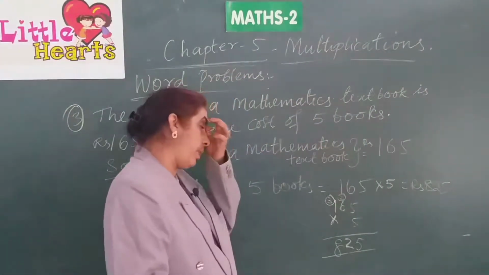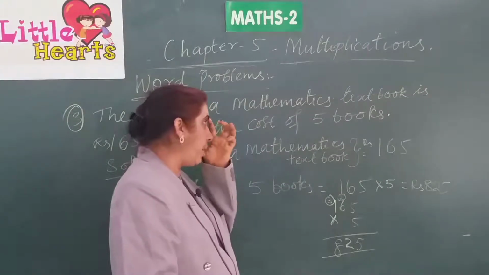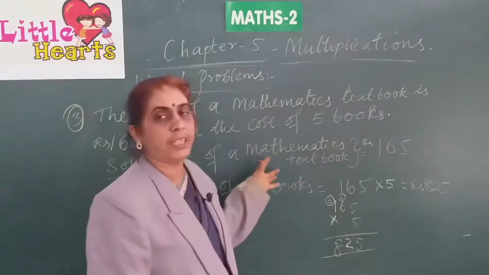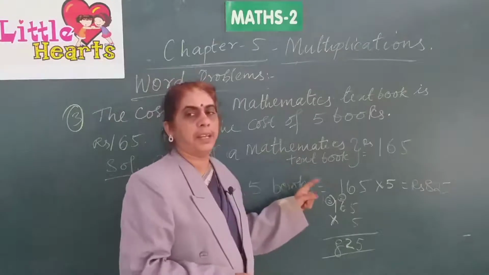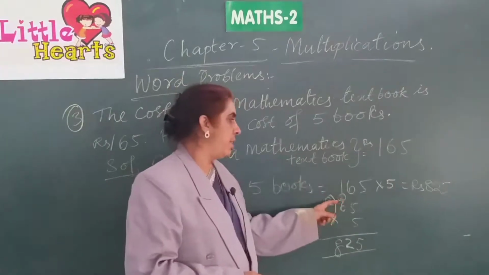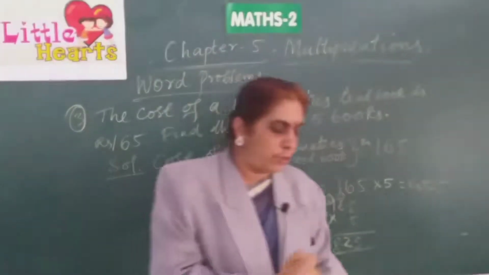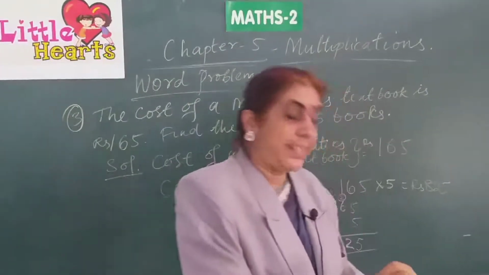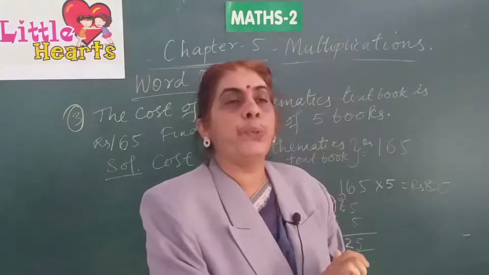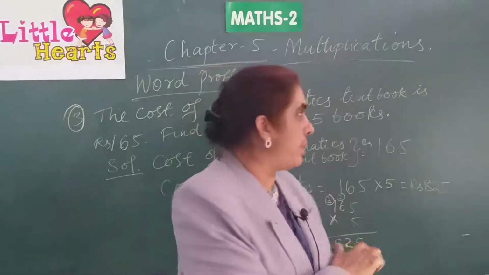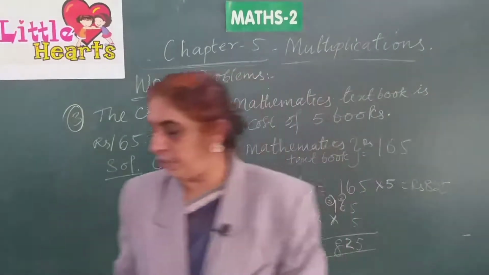So, in this way, you can solve any word problem if you understand the concept, that 1 to many is multiplication. So you can solve any problem, and children, you have to be thorough with the tables from 2 to 9. Then you can solve any problem on multiplication.